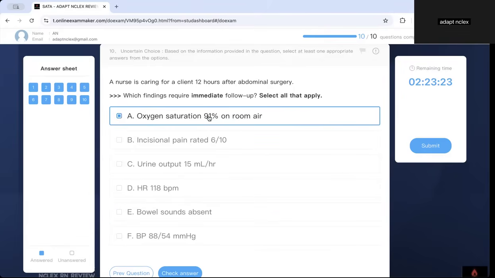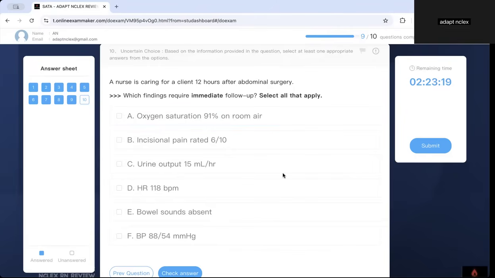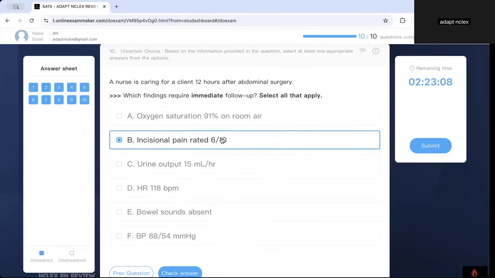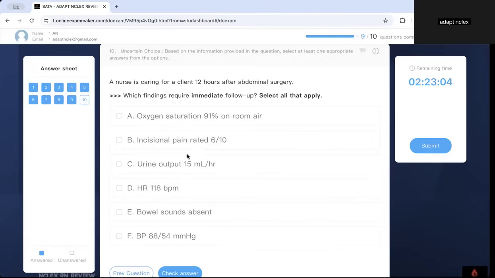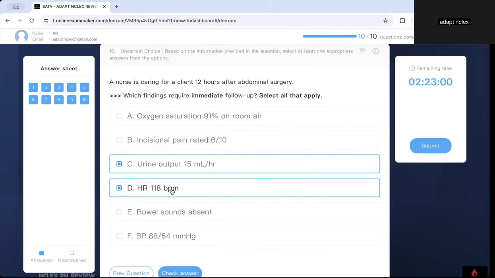Oxygen saturation of 91% is fine. Why would you pick it? Don't pick it. It's fine. Saturation of 91% after surgery is an expected finding. Incisional pain, 6 out of 10: I don't expect your pain to be 0. Ignore it. But your urine output is less than 30. It's a problem. You shouldn't be tachycardic. Bowel sounds will take some time to wake up, so negative. And your blood pressure is low.